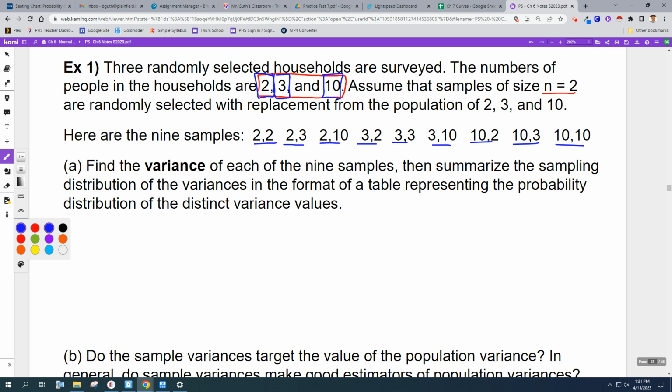This is the hardest one because it's talking about variance, and it's the hardest formula, and it's probably also the one we understand the least. Okay, find the variance of each of the 9 samples, then summarize the sampling distribution of the variances in the format of a table representing the probability distribution of the distinct variance values. Wow, that's a lot. Okay, basically they're saying make a probability distribution, make that table with all of the variances.